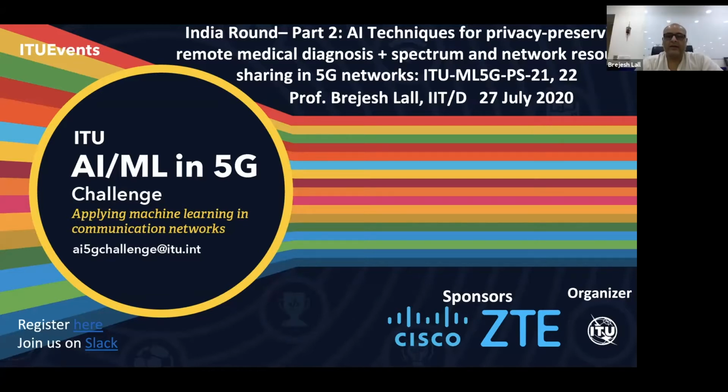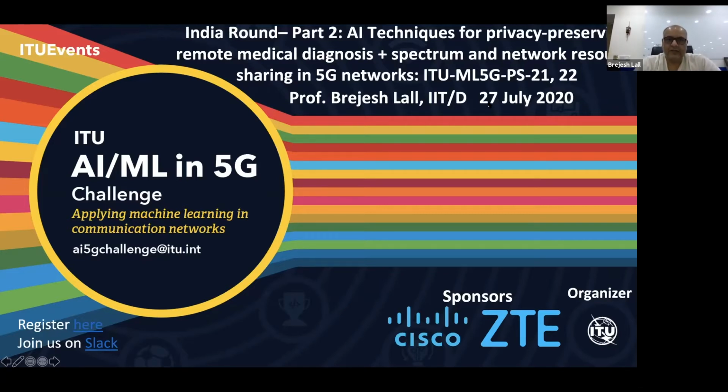So, like I was saying, today we are going to cover two of the five challenges that we have in the India part of the challenge. The first one is on AI techniques for privacy preserving remote medical diagnosis, and the other one is on spectrum and network resource sharing. In the last presentation, I had focused on computer vision centric applications. This time we're going to look at something slightly different, but equally important and equally interesting.